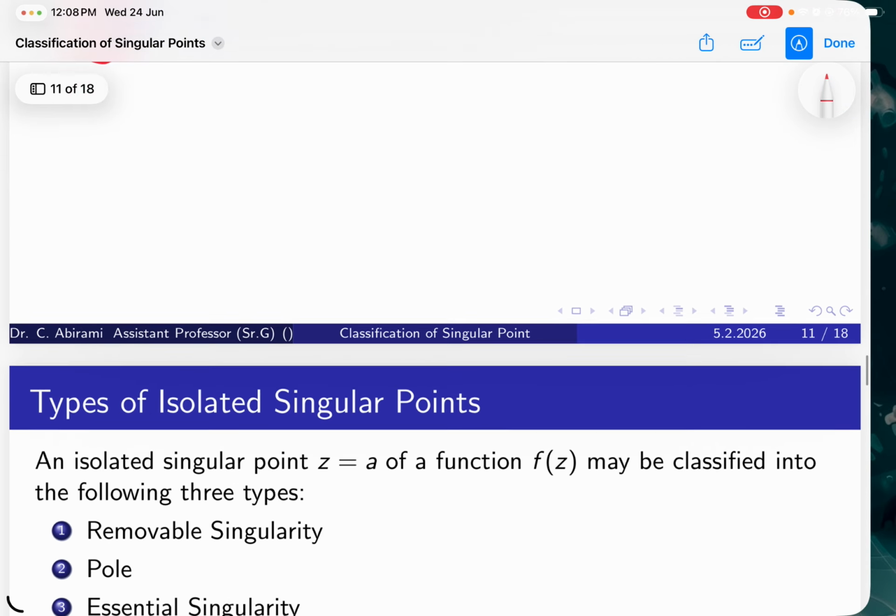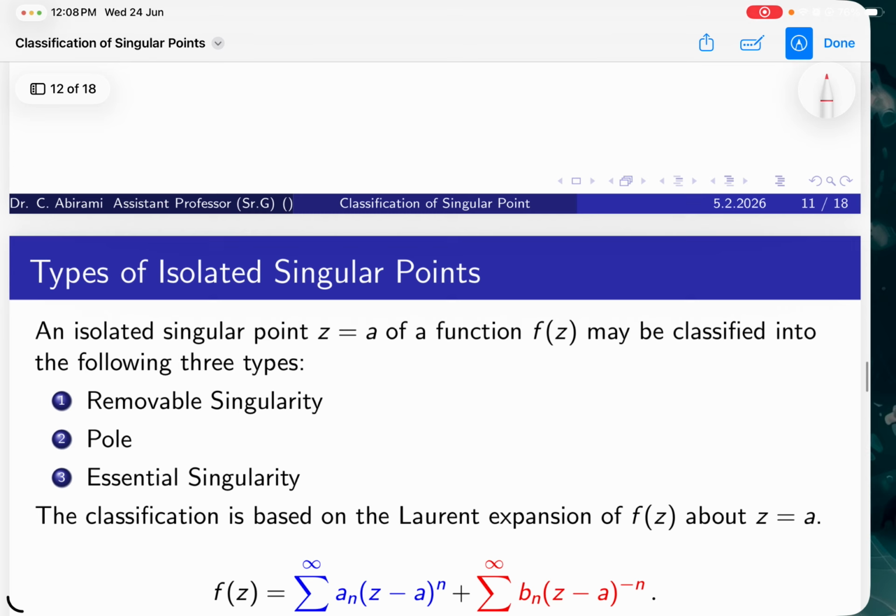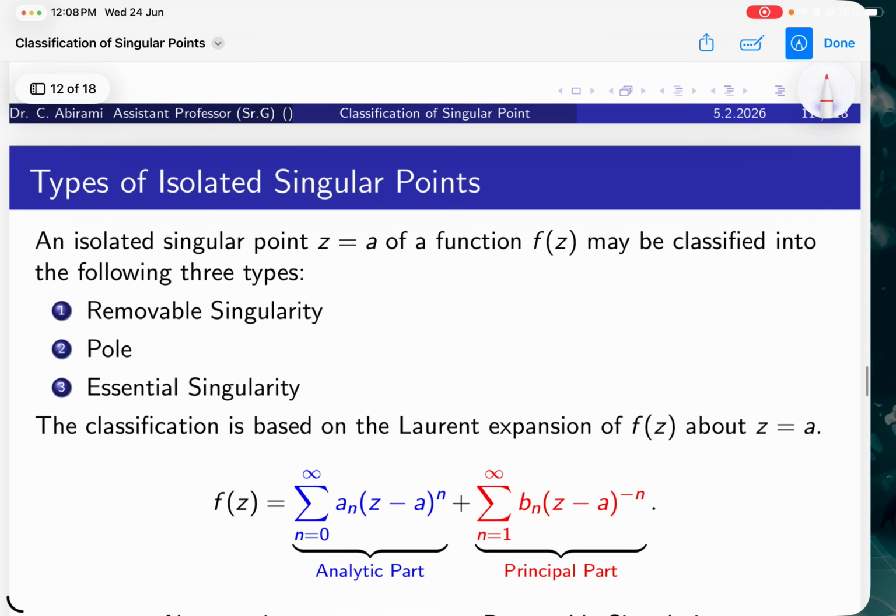Like this we can define. So next we talk about types of isolated singular points. An isolated singular point z is equal to a of a function f of z may be classified into the following three types. Number 1, removable singularity. Number 2, pole. Number 3, essential singularity.